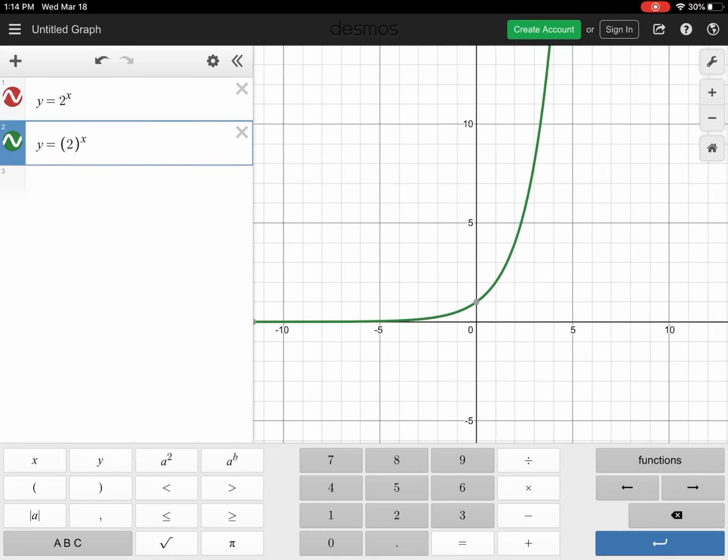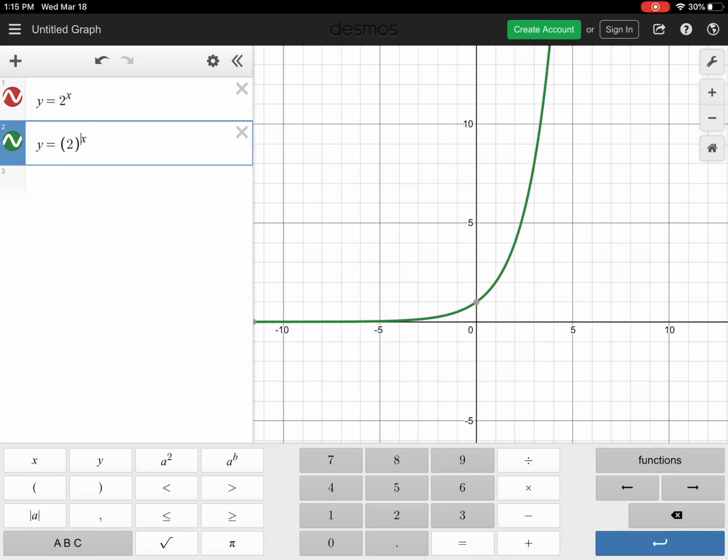Let's make a higher number. Let's do 9. See how it gets even more steep, if you will. Let's change it to like 20. It just keeps going up at a faster rate. Notice the asymptote is not changing. We're just going up at a faster rate. Now let me show you a negative. If I add a negative, that's a reflection over the x-axis. See that? So let's take that out.